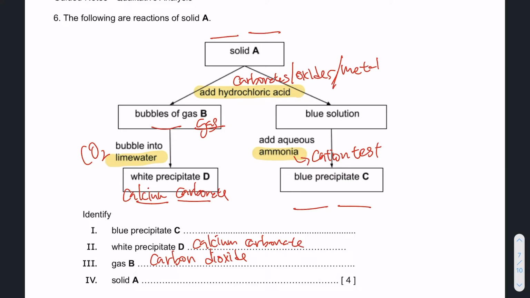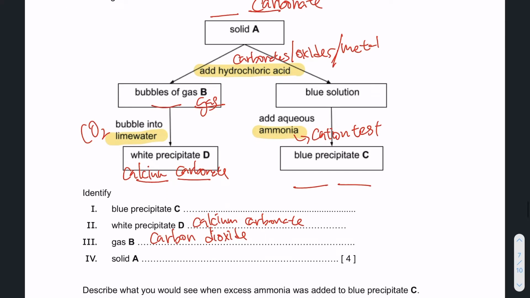Alright, let's look at the other side. So if carbon dioxide is formed here when acid is added, it means that A cannot be a metal, because if it's a metal, this gas must be hydrogen gas. It cannot be an oxide, because if I add an oxide to an acid, I wouldn't get a gas, only salt and water. So the only thing that will produce carbon dioxide gas with an acid is a carbonate. So A must be a carbonate. So I know one part of the name of solid A.